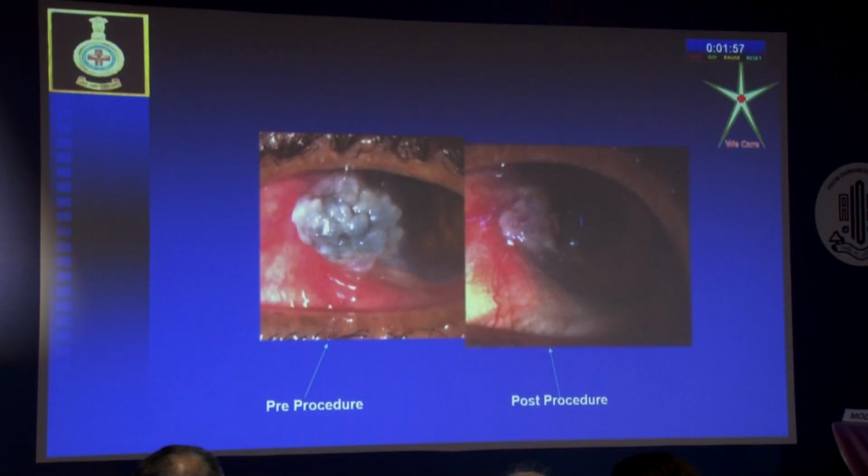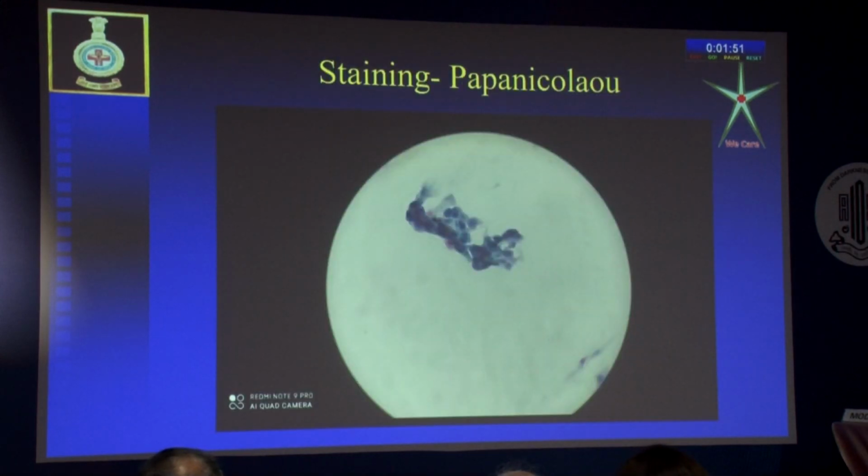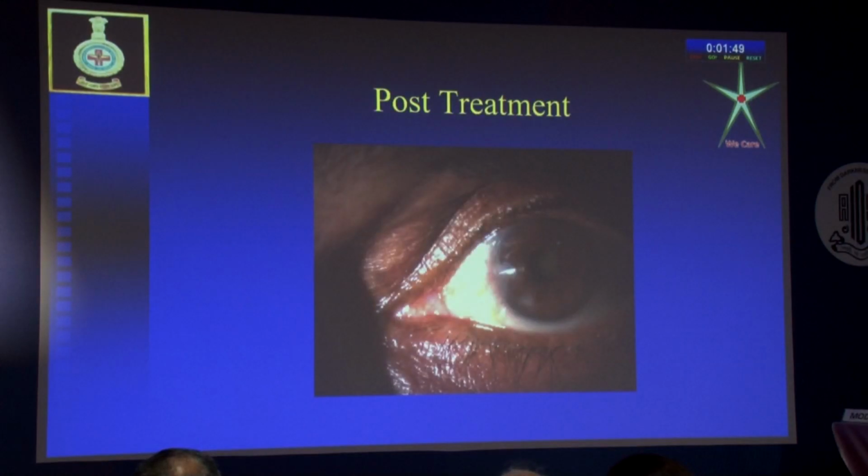So this is a pre-procedure photograph of the patient with OSSN, and the post-procedure photograph. The stain used was the PAP stain. After this diagnosis, the patient was treated with interferon alpha 2b at a dosage of 1 million units per ml for almost 6 weeks, and there was no OSSN after 6 weeks.